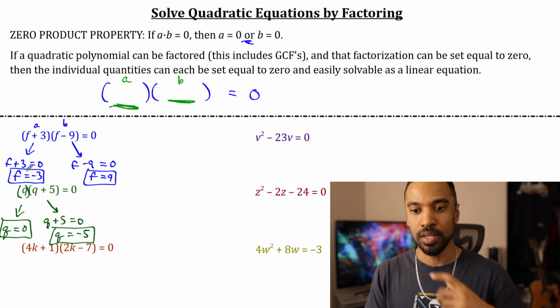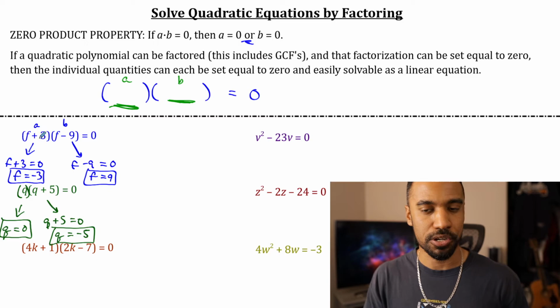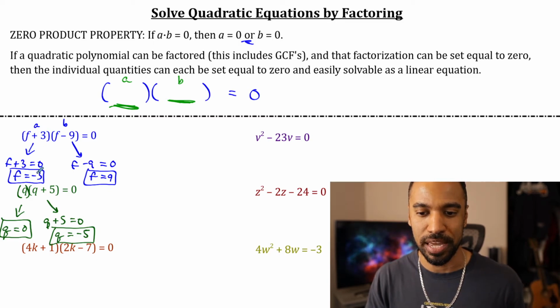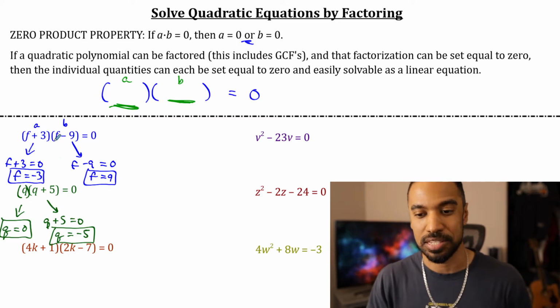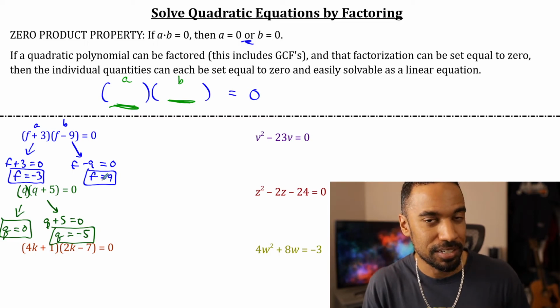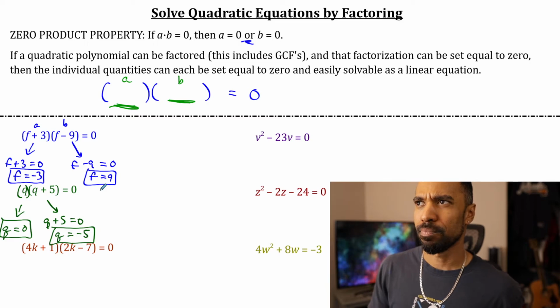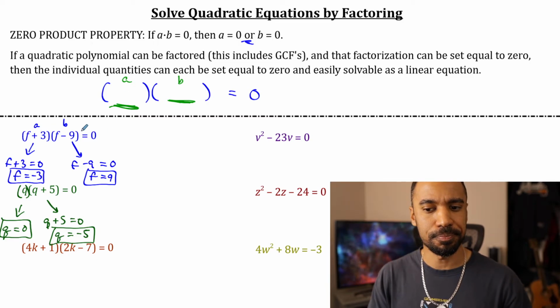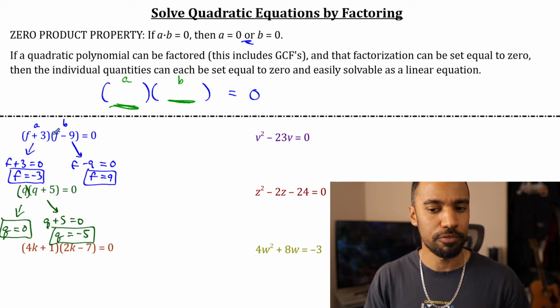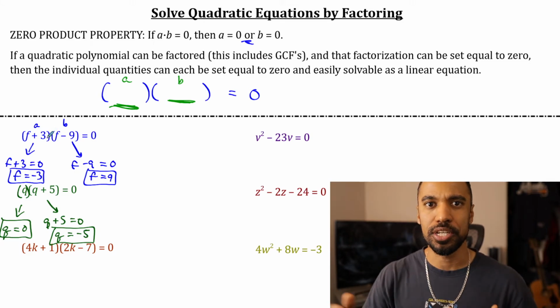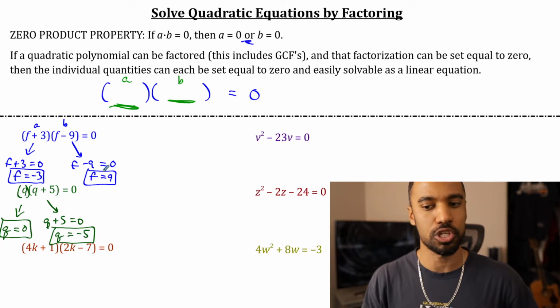Right, that works. Now, you might have seen in these problems so far, this was f plus 3, and the answer was f is negative 3. And this says f minus 9, and the answer was positive 9. And this was Q plus 5, the answer Q equals negative 5. You might say, isn't it just the opposite of the number there? Sort of. As long as this coefficient is a 1, yeah, you just switch it. This is f minus 9, so the answer is going to be positive 9.